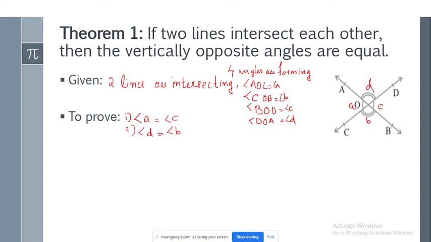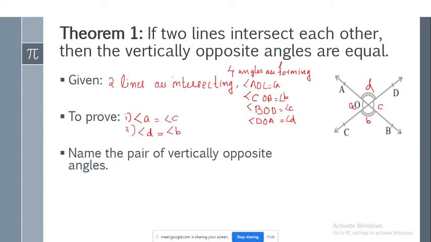Whenever you are given something to prove or to solve, you need to first write the given things, then write what to prove or what we need to find. Now we named the vertically opposite angles: angle A and angle C are vertically opposite angles, and angle D and angle B are another pair of vertically opposite angles.